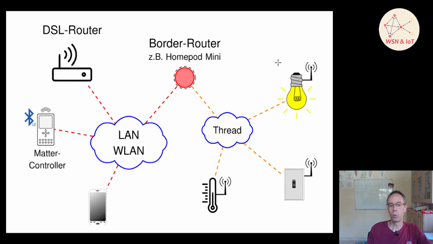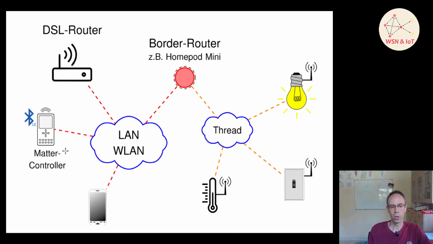Here we're seeing a typical topology. We have our LAN and wireless local area network. Our DSL router can also be connected to the internet. Here we have our Thread network, and here a border router which connects these two networks. You're seeing a lot of devices already. When you don't need a high data rate and you want to save energy, you normally use something like Thread, for a lamp, a switch, or a thermostat or something.